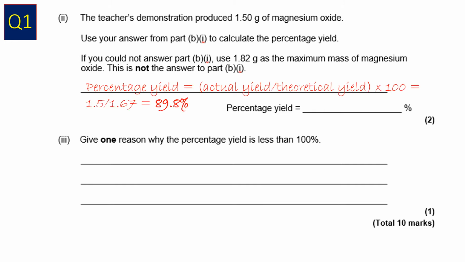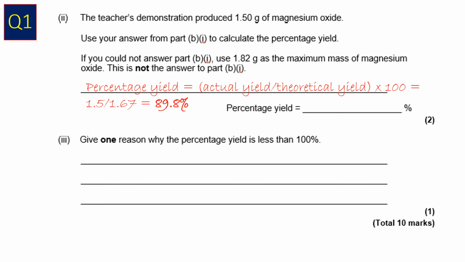1.67. Now your percentage yield is what you've got over what you should have got, so your actual yield over your theoretical yield. So the teacher got 1.5. We know they should have got 1.67. Divide those numbers, times by 100, we get 89.8%. They would have accepted you rounding up to 90% in this question.